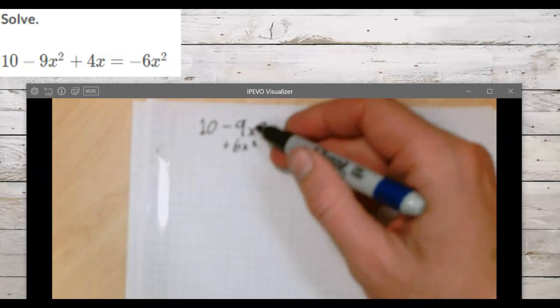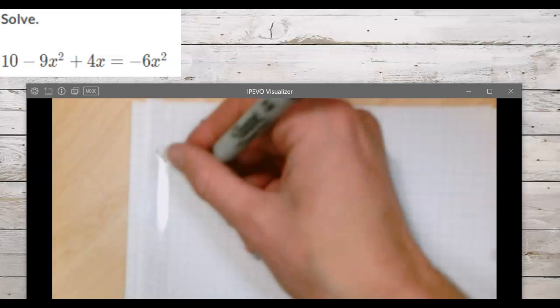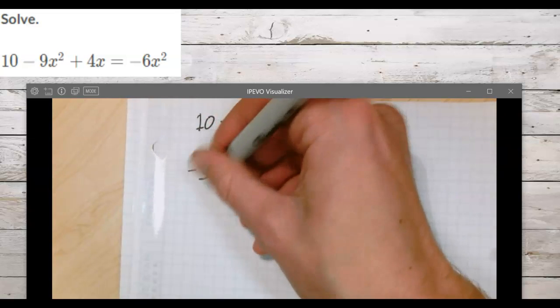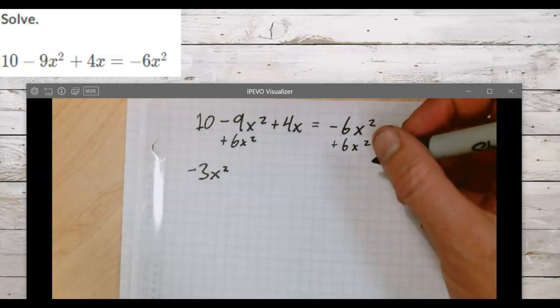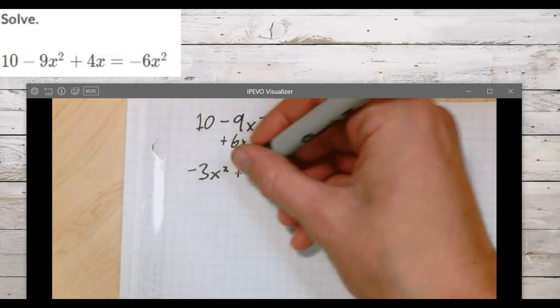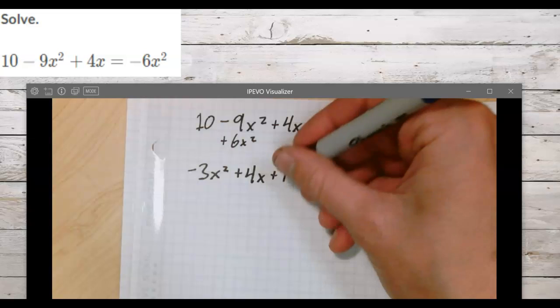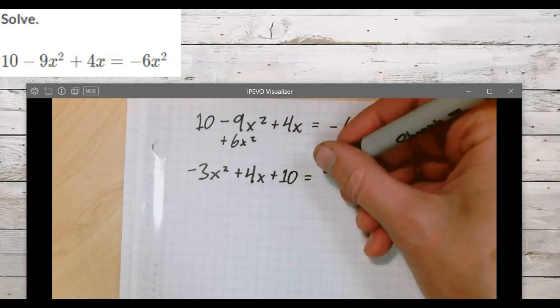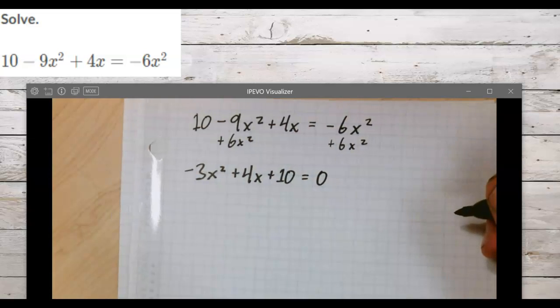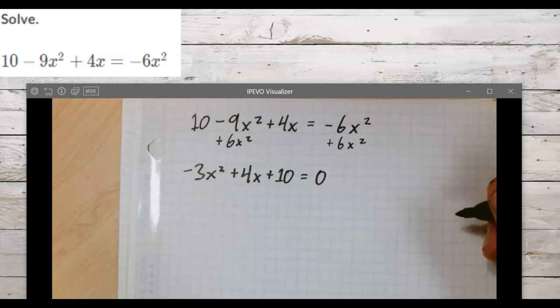Then as I rewrite this, we'll put it in order. So we do have a negative leading coefficient then. So negative 3x squared plus 4x plus 10 then would be equal to 0. Any questions on what we just did?